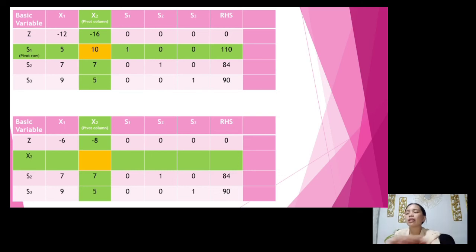Next, we will be getting our value of our x sub 2. So from s sub 1, it will become x sub 2. So it is the same process. New pivot row equals current pivot row divided by pivot element. So 5 divided by 10 is 1 over 2, or 1/2. Then 10 divided by 10 is 1, then 1 over 10, 0, 0, and 11.